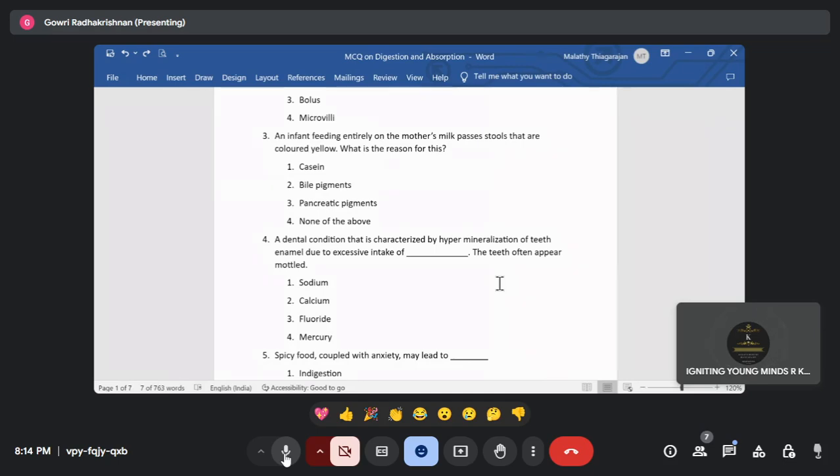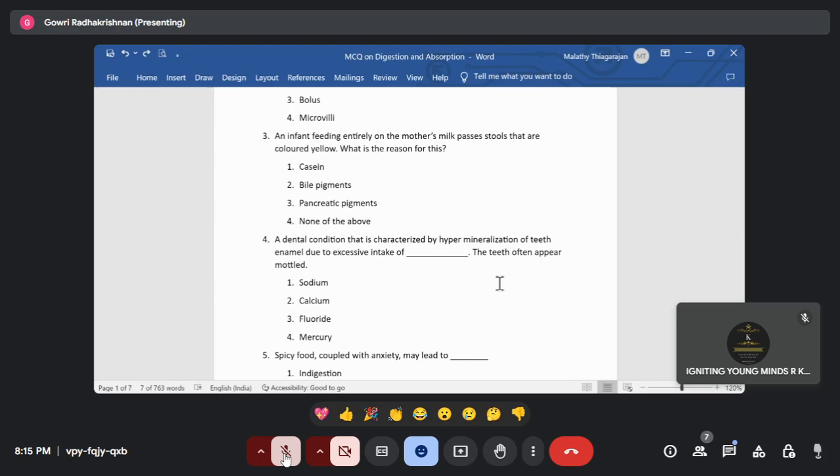Guessing. Actually, it's because of the bile pigments. Oh, because of the bile pigments, it is yellow. No one, children? No one is able to guess? Okay, I myself will tell you.